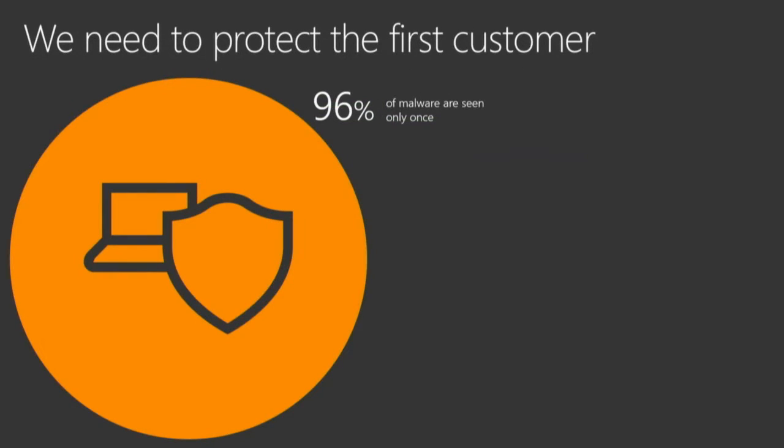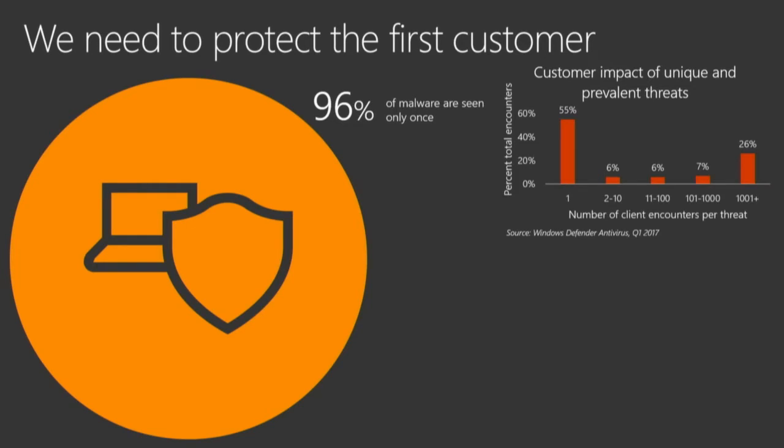So the problem is we need to be able to protect the very first customer from these malicious script attacks. When we look at all the malicious files that we see out there, 96% of files that we see are seen only by a single customer. These attacks are polymorphic. They don't hit a lot of customers with the same file. However, when this is normalized to look at the number of customers impacted by malware, it's 55% of our customers when they encounter malware. That malware is only seen by them as a single customer. So it still is a majority of our protection. It relies on being able to protect the very first customer from these attacks.